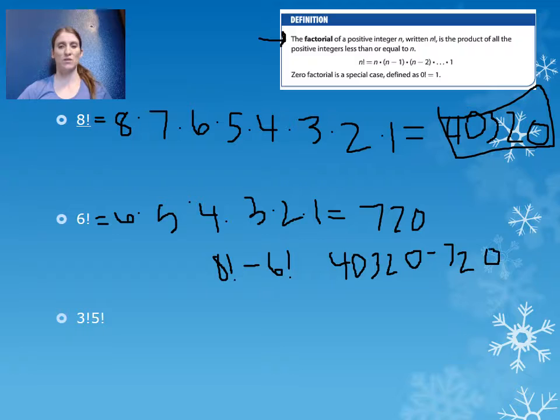Okay, so we would take our 40,320 and subtract 720, and so 8 factorial minus 6 factorial is 39,600.